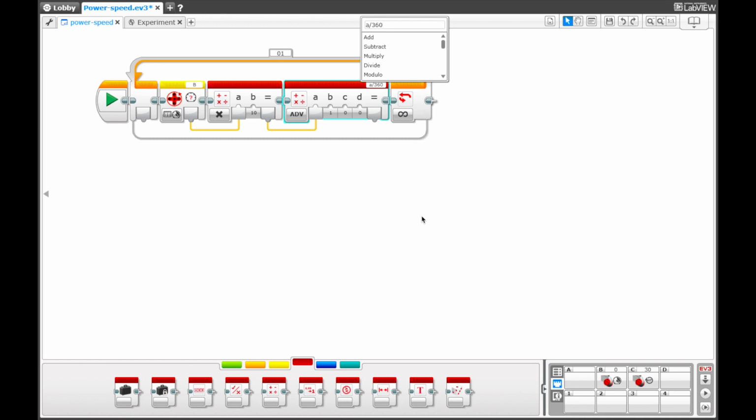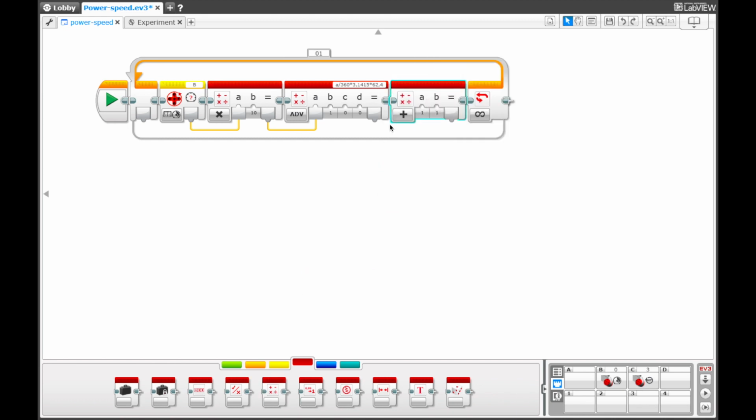Every rotation moves the robot by the circumference of the wheel. So if we multiply rotations by the circumference, we get the speed, and the circumference is pi, 3.1415, times the diameter of the wheel, and my wheels are 62.4 millimeters. So right now this equation gives me the speed of my robot in millimeters per second, which is nice, but maybe not so interesting as kilometers per hour.